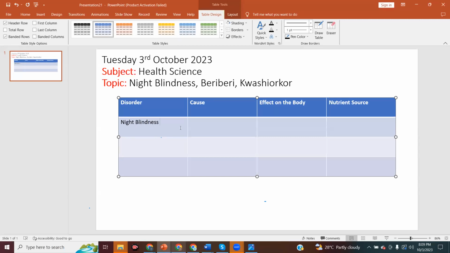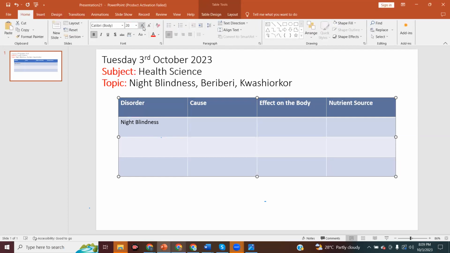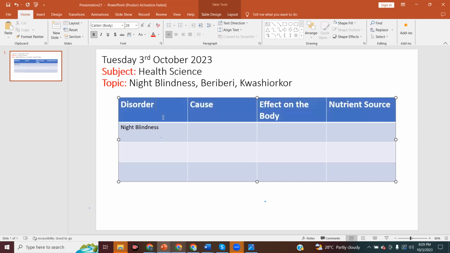Now, night blindness deals with what organ, which sensory organ? Your eyes, yes. Excuse me, Mr. Petit. Go ahead. Wouldn't night blindness be caused by not eating enough carrots? What vitamin is lacking though? I think it's vitamin C. I'm not sure. Vitamin A. I think it's vitamin A.